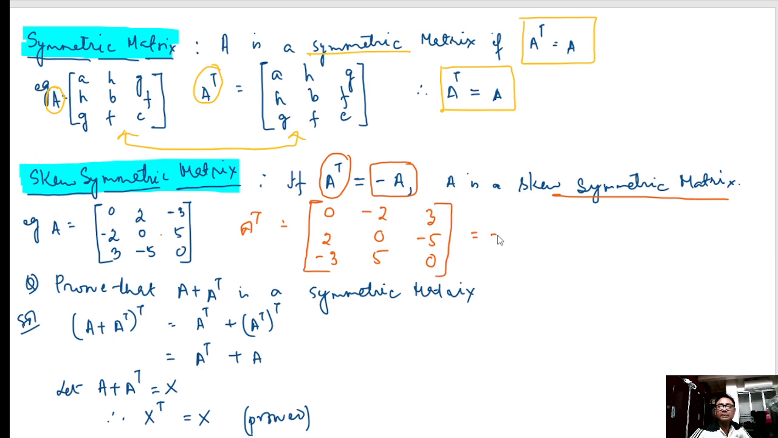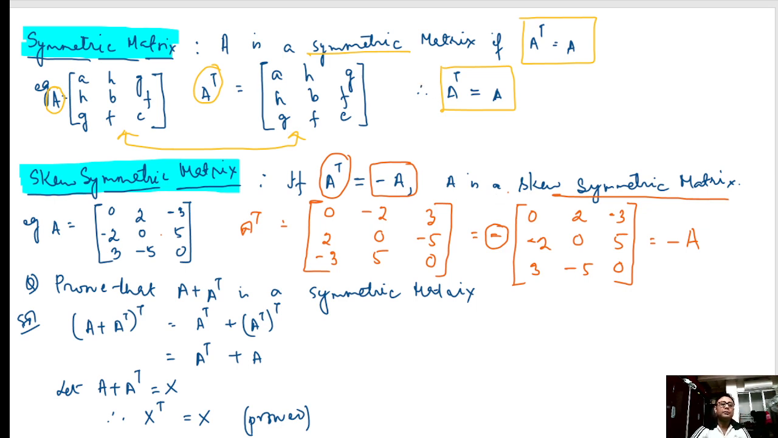Now if I take a minus sign outside, what will the elements become? 0, 2, minus 3, minus 2, 0, 5, 3, minus 5, 0. And isn't it minus of A? Yes, it is minus of A. Here is a minus sign. So that means on doing the transpose, we got the original matrix but there is a minus sign. So we can tell that A is a skew symmetric matrix.